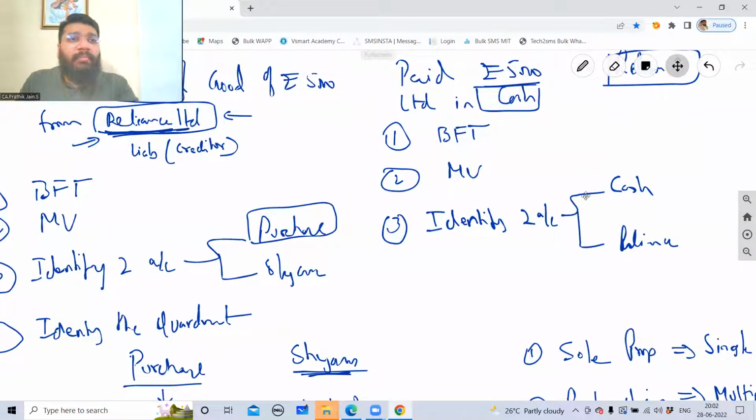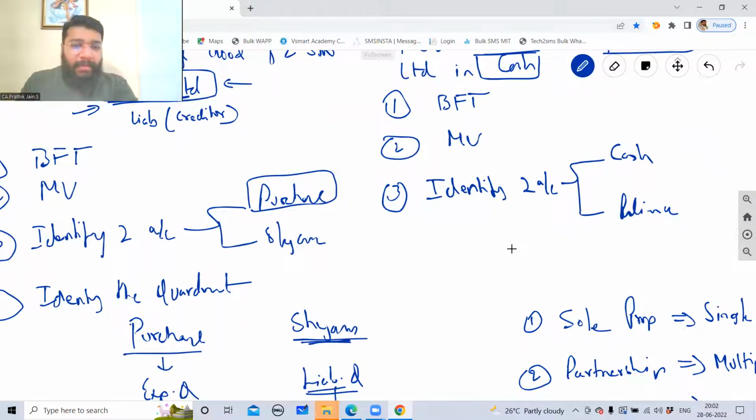You have to pay to the Reliance company now. Okay, let me complete. We'll get an idea. Now, guys, you have identified two accounts. So identifying two accounts, cash and Reliance. Now you have to place that they belong to which quadrant. So identify the quadrant.